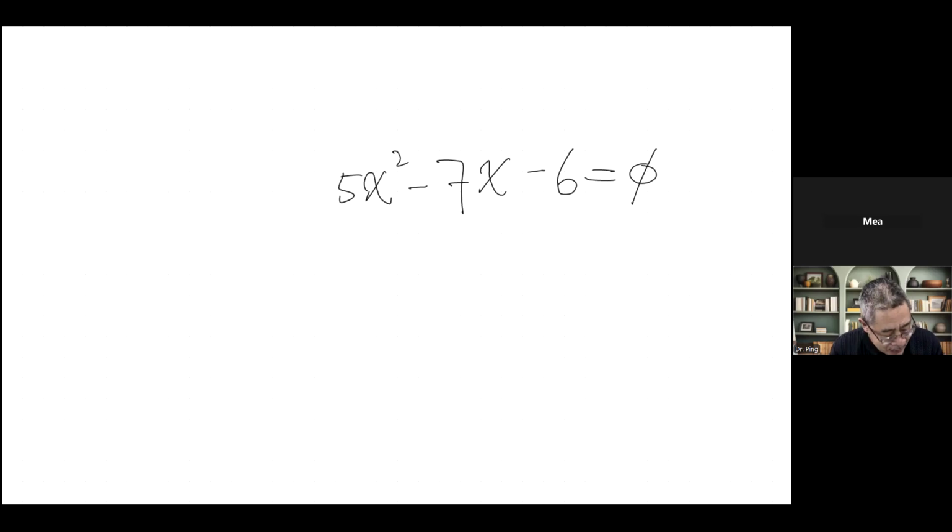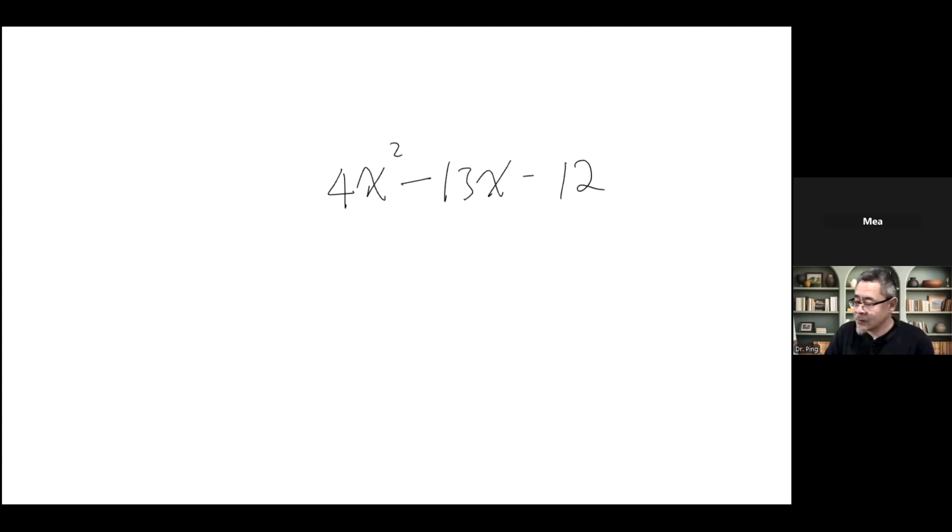Job. That's it. You got it. Okay. Very good. Very, very good. Okay. Now we got a little bit harder. Well, actually, it's about the same, but let's try this one. 4x squared minus 13x minus 12 equal to 0.